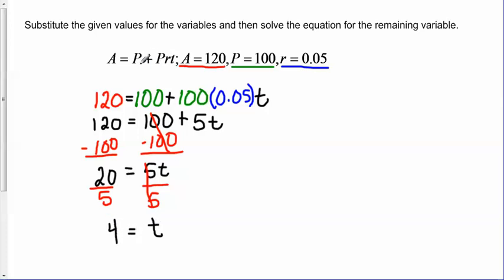So if we take a look at where we've been, we've substituted in values for variables in the formula, and then we solved the equation for the remaining variable.